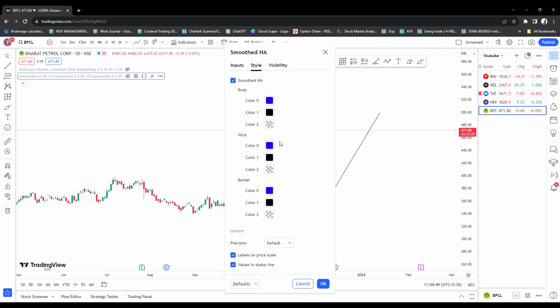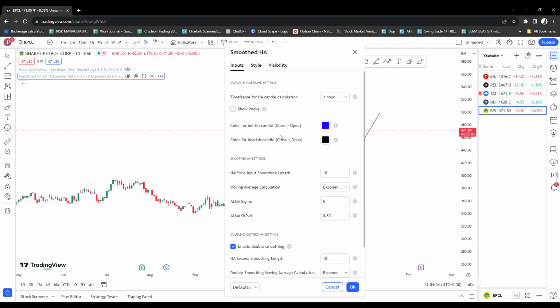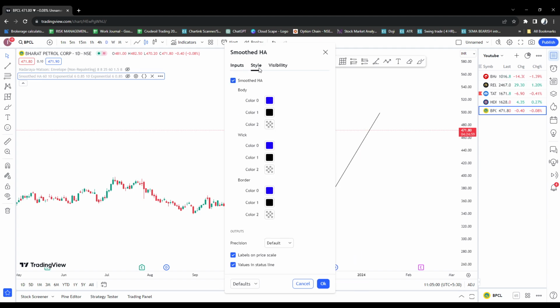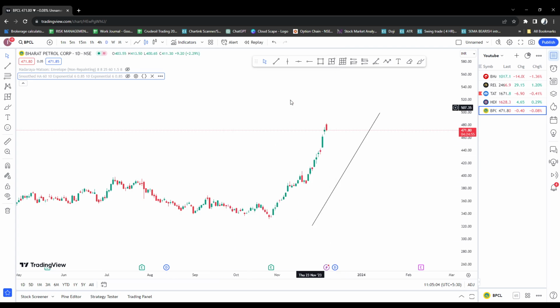So I think you are okay with the indicators. This is the settings. Please see it. This is all basic. Only the time frame has been changed to 1 hour and wicks have been turned off, and on styles, I've changed the color to blue and black. That's it, and confirm it.